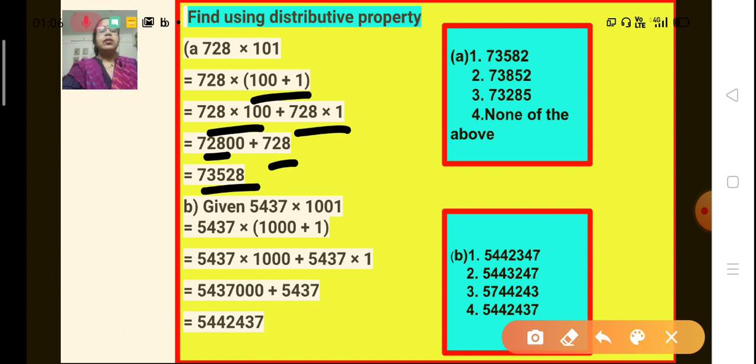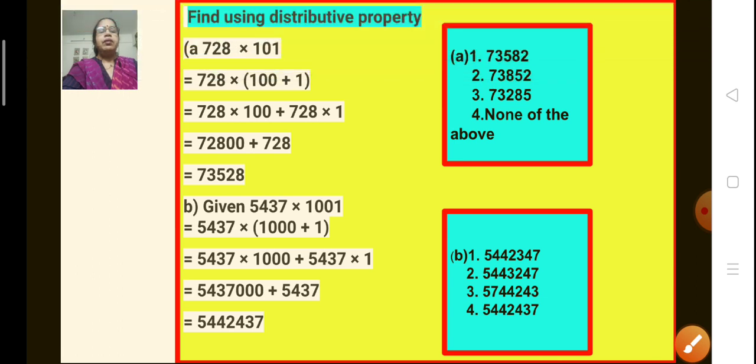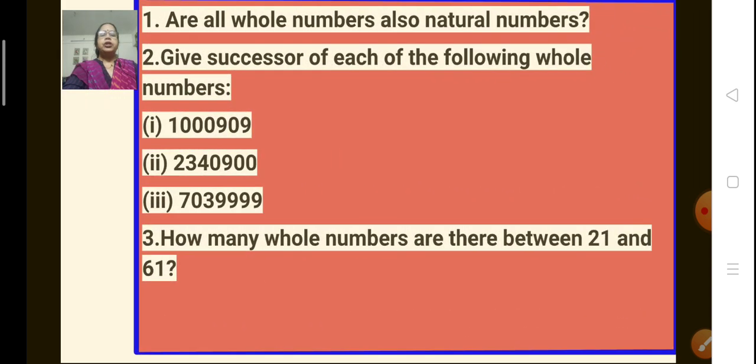Similarly, in the next one, we have 5437 to be multiplied by 1001. Again, 1001 we will write as 1000 plus 1. Now it is very easy to multiply these numbers. We will apply the distributive property here: 5437 multiplied by 1000 plus 5437 multiplied by 1. So very simply we can multiply these numbers and we get the result like this. And you have to choose the correct option from the given options.